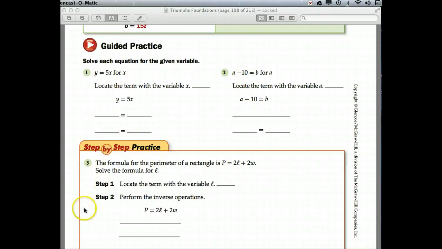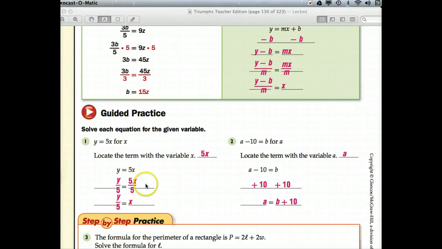So knowing that, I want you to take a moment and solve those and then come back and check your answer. So did your answer end up looking like this? When you divide both sides by 5, and here we added 10 to both sides, so a is equal to b plus 10. Very good.